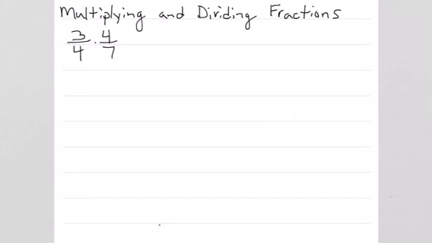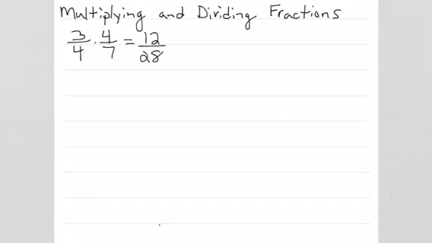All right, next let's look at multiplying and dividing fractions. So here we have 3/4 times 4/7. With multiplying and dividing fractions, you don't have to have that common denominator like we do with adding and subtracting. So all you have to do is just take your two top numbers, multiply them together. So multiply top times top, and we get 12. And then multiply the bottom times the bottom, and we get 28.